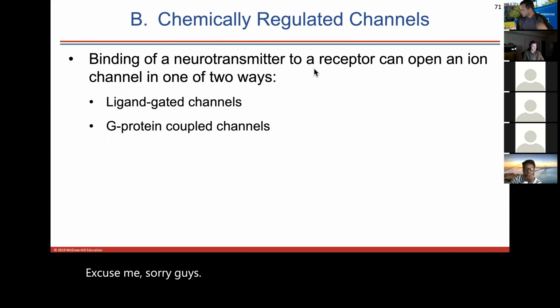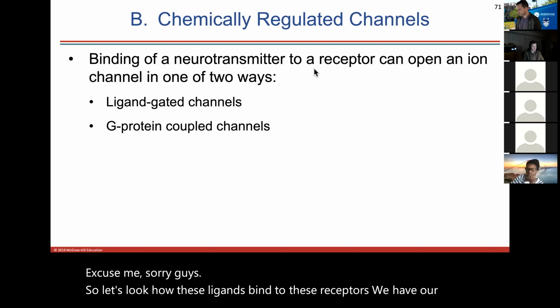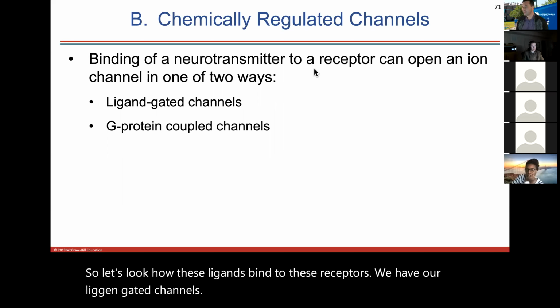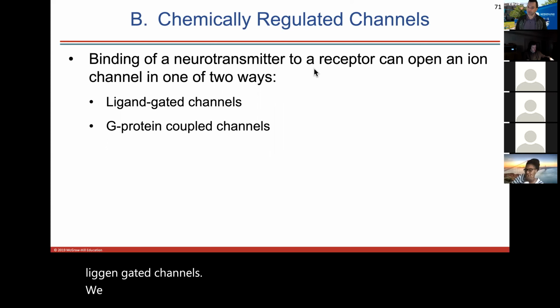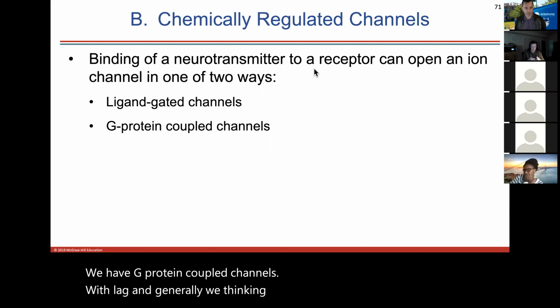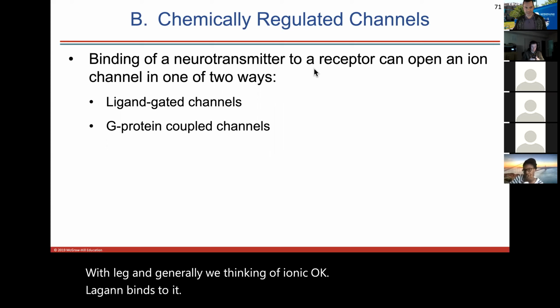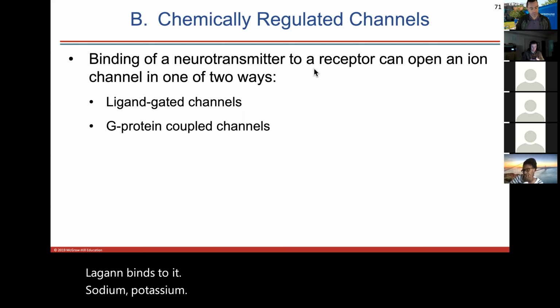All right. So let's look at how these ligands bind to these receptors. We have our ligand-gated channels. We have G protein coupled channels. With ligand, generally we're thinking of ionic. Ligand binds to it. Sodium, potassium, one, both. Come on in.